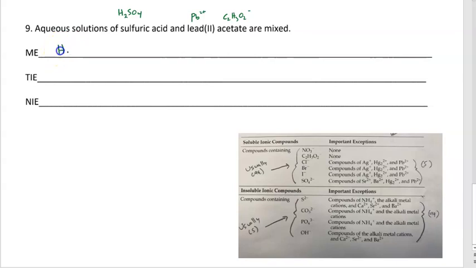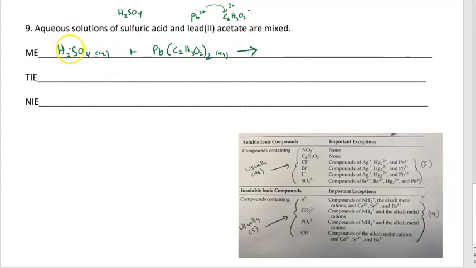Let's go ahead and write our molecular equation. Sulfuric acid, H2SO4 (aq) plus Pb. Lead's a +2, acetate's a -1, so I'm in fact going to need 2 of those. So I'm going to put parentheses, C2H3O2, subscript 2, and give that its aqueous designation. And let's proceed.